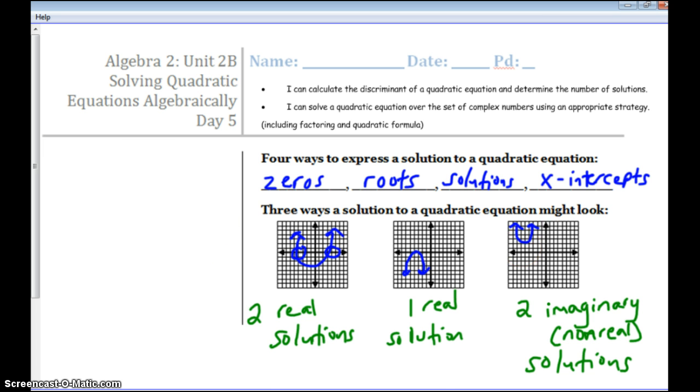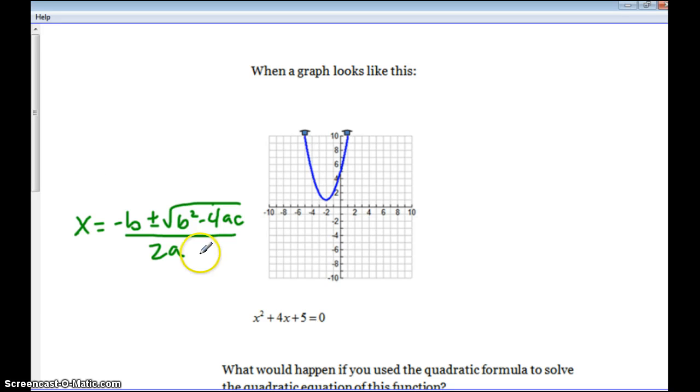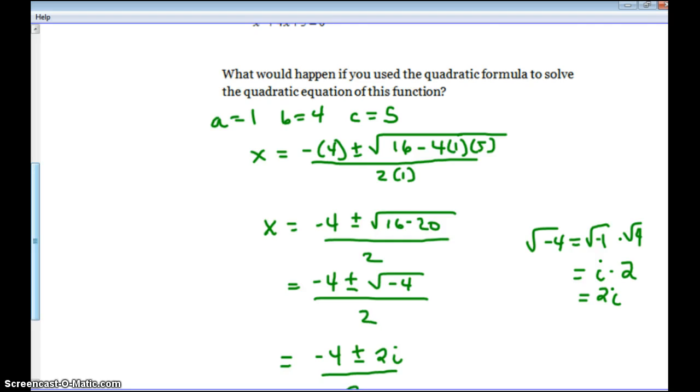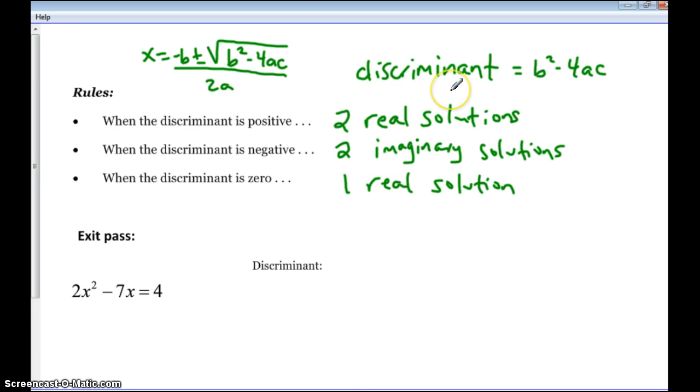So if we go back to where we were in our notes here, on the bottom of this page, we have a vocabulary word called the discriminant. And the discriminant is the part that's under the square root in the quadratic formula. So the discriminant is equal to b squared minus 4ac. And if you think about what we just found out, this number under here is going to tell us what kind of solutions we have.